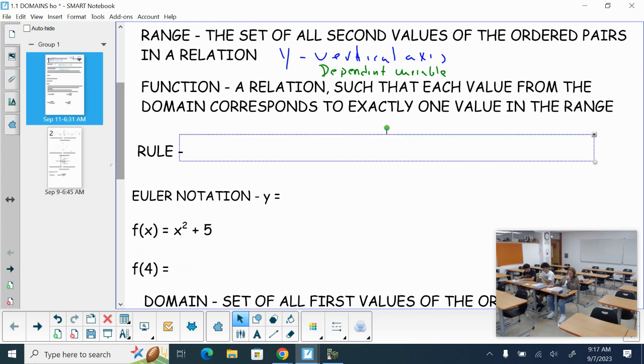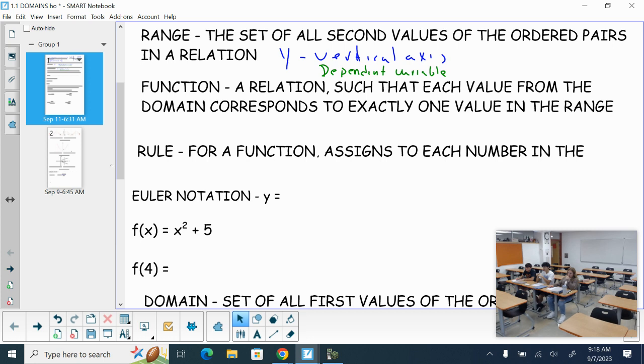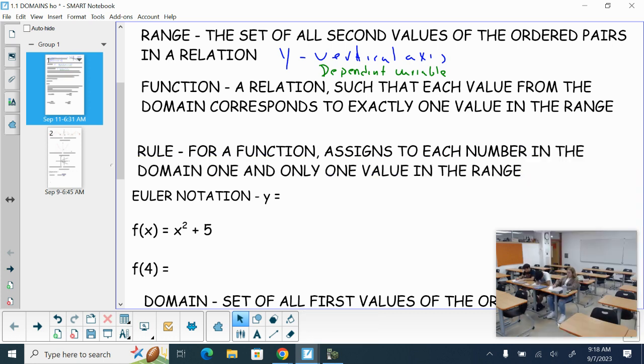When we talk about a rule, a rule for a function assigns to each number in the domain one and only one value in the range. This is for a function. For a relation, it can go to multiple values. But for a function, it assigns each value in the domain one and only one value in the range.